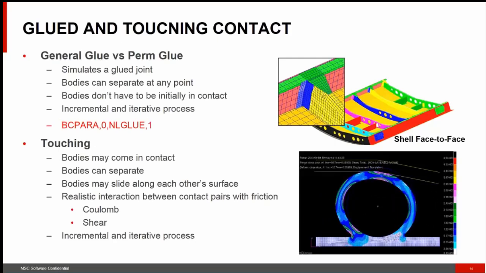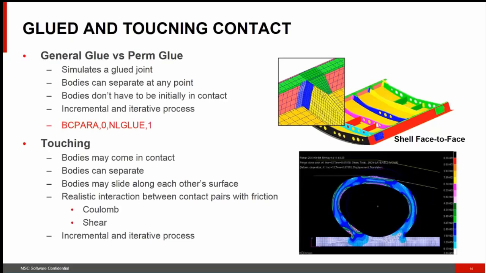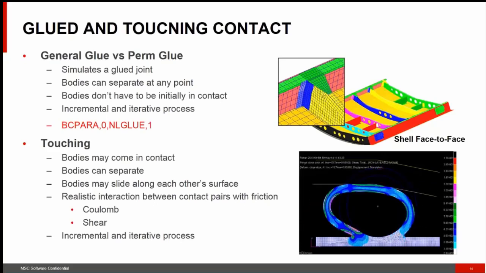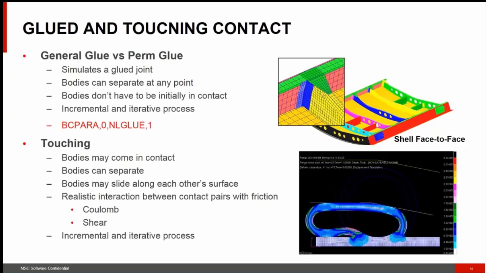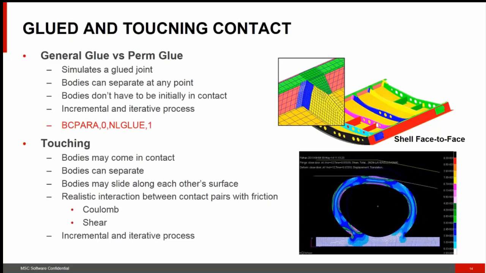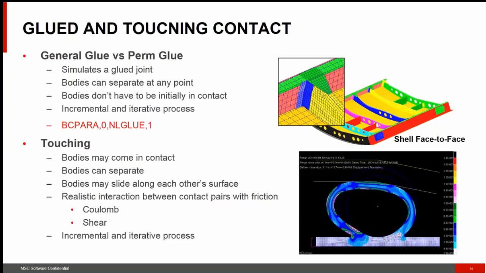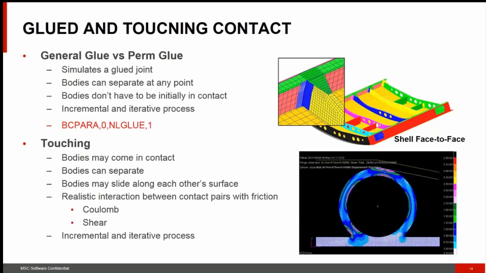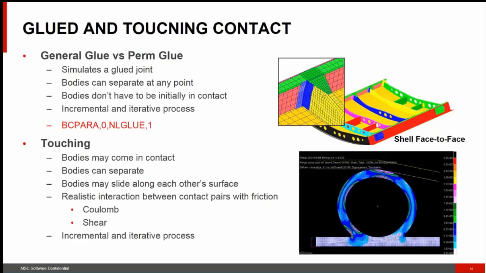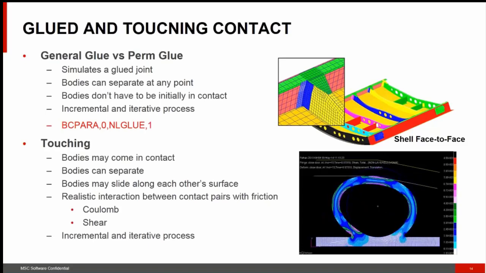But the method that is going to be able to capture the true behavior of the structure is the general glue. In other words, we call it the nonlinear glue. This option is available in solution 400 and 101. But again, with solution 400, you will get more options and more capabilities. In this case, the bodies don't have to be initially in contact. They can come in contact during the analysis and then become glued. And also, they can separate at any point in the simulation. But when they're in contact, we don't see any relative sliding. So you can imagine two surfaces that have an infinite friction.